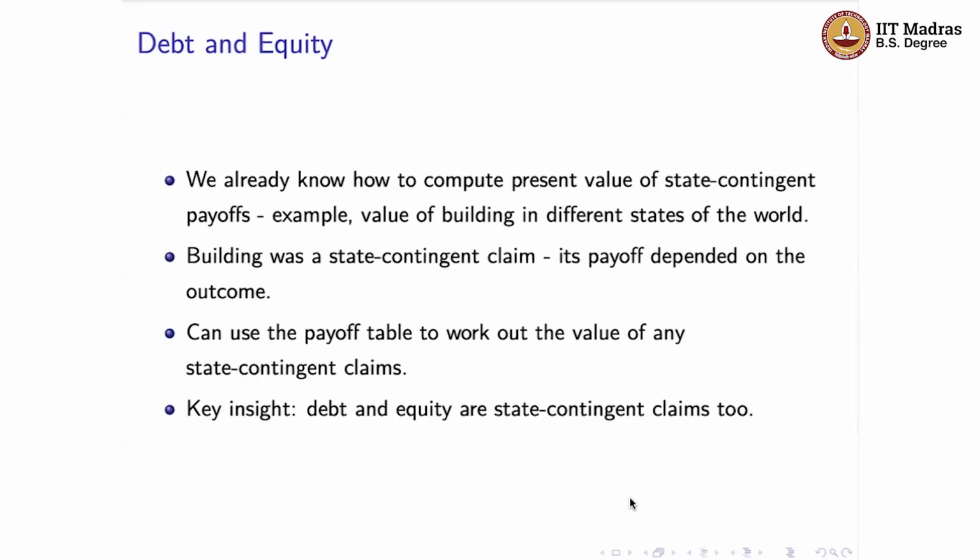The building was an example of what is known as a state contingent claim. What that means is that the payoff or the value of the building depends on which particular state of the world is actually realized. Hopefully we are now comfortable working with and valuing this. The interesting thing to note is that you can use the payoff table to work out the value of any state contingent claims, not just buildings. The key insight is that debt and equity can be thought of as state contingent claims as well.